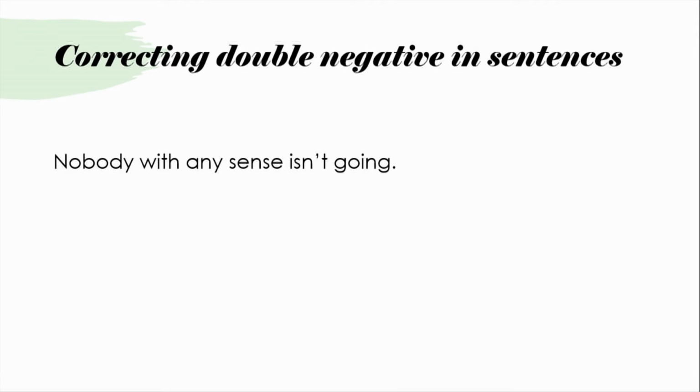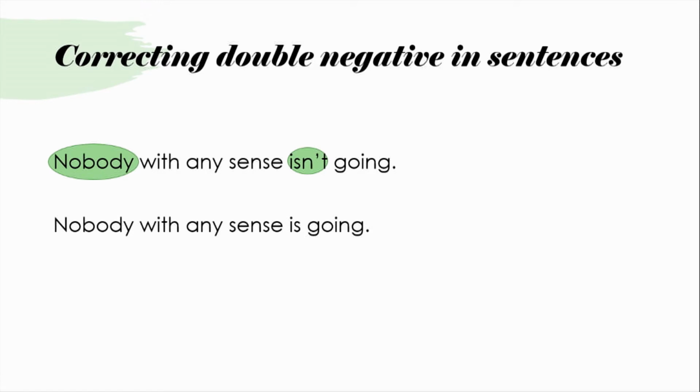Let's look at another sentence. Nobody with any sense isn't going. We know that the negative words are nobody and isn't. Now think about those 4 words that we looked at earlier. Good. Which one of those 4 words could replace one of these negative words? Good. Instead of isn't, we could use is, and we get nobody with any sense is going. We have the negative word still, but we replaced isn't with is.